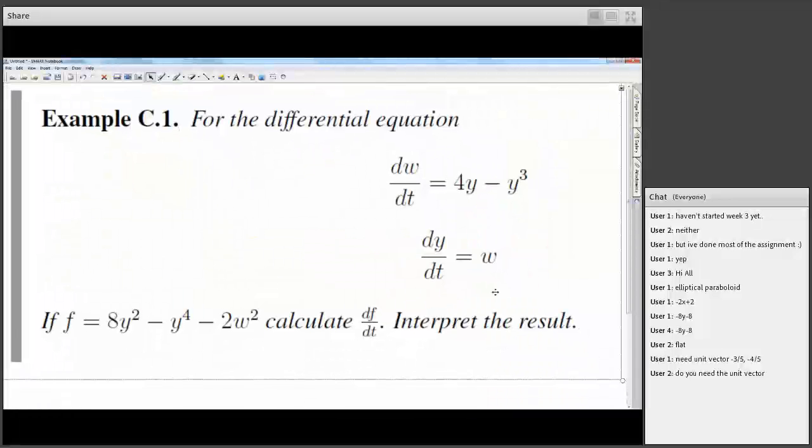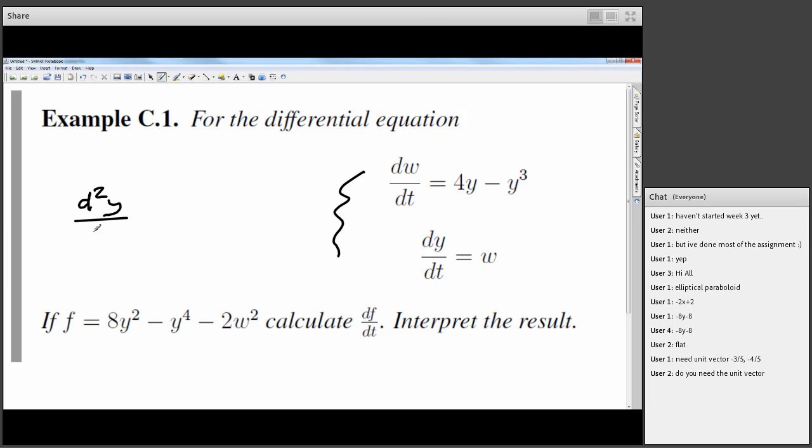So I've got a differential equation here, and in case you're wondering where you normally get these things from, it ended up being written down as: the second derivative of y with respect to t is equal to 4y minus y cubed.